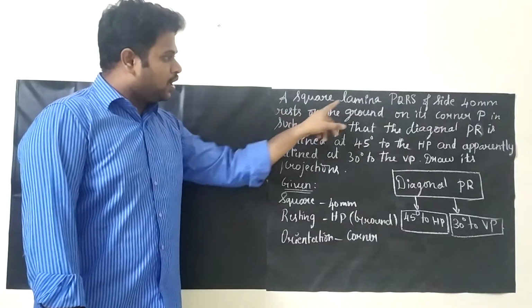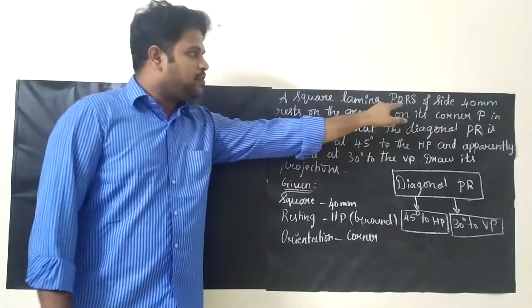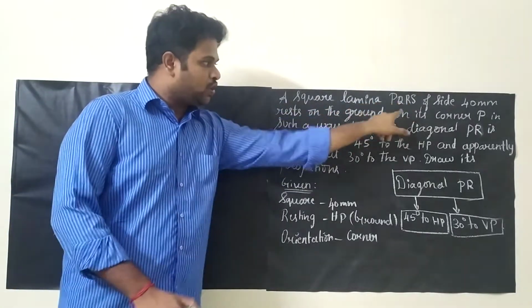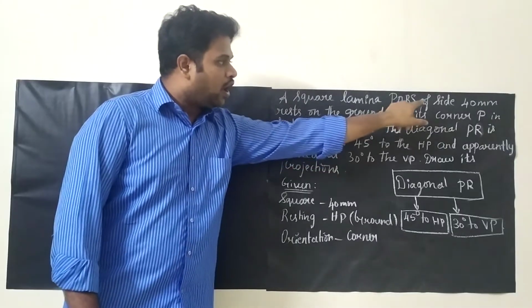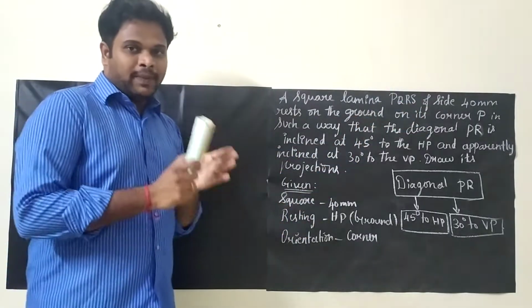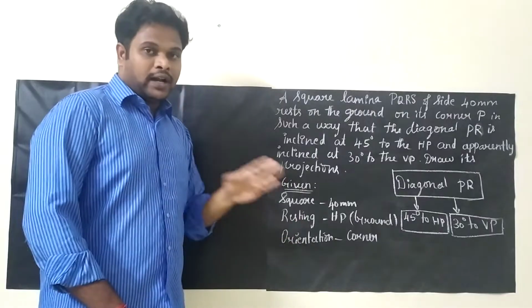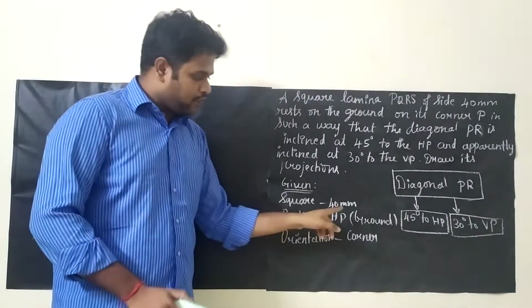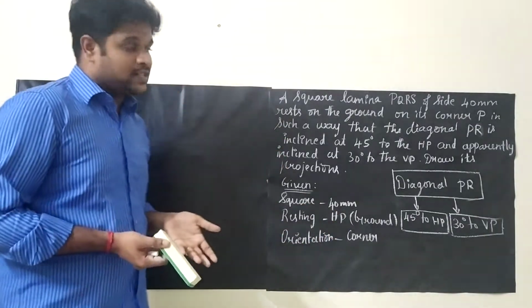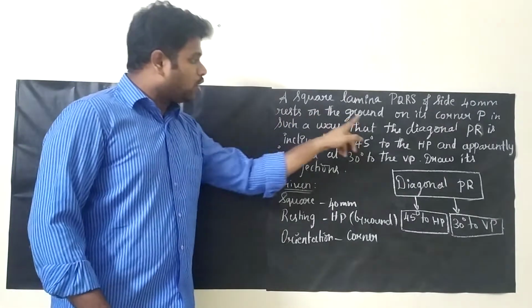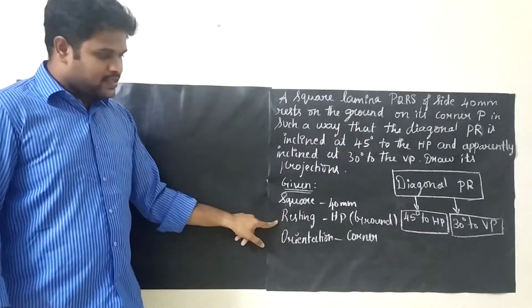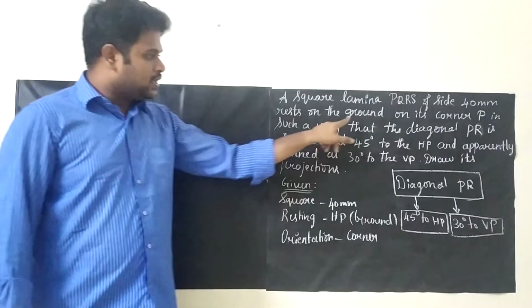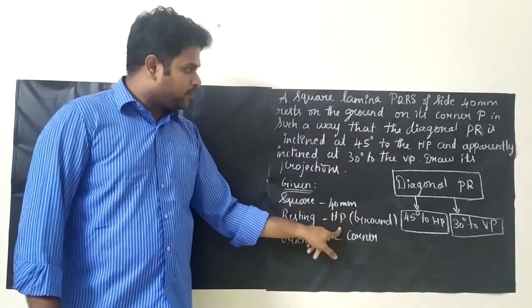A square lamina PQRS. So they have clearly mentioned the alphabet which we are going to use. We have to use only PQRS of side 40 mm. So the basic diagram would be a square, and the square can be drawn with a side of 40 mm. For square, all the four sides will be equal. Rest on ground. Then we will be seeing where it is resting, whether HP or VP. So since they have given ground means it's HP.